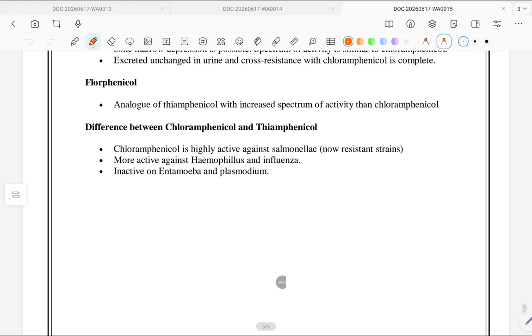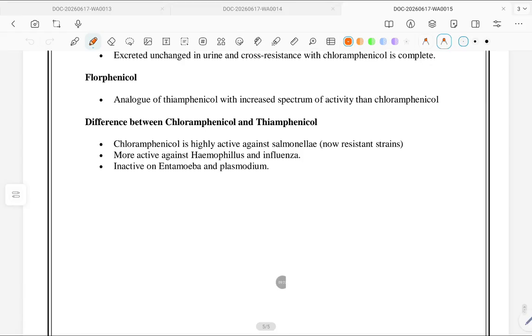Difference between chloramphenicol and thiamphenicol. Chloramphenicol is highly active against Salmonella, including resistant strains, and more active against Haemophilus influenzae, but is inactive against Entamoeba and Plasmodium.